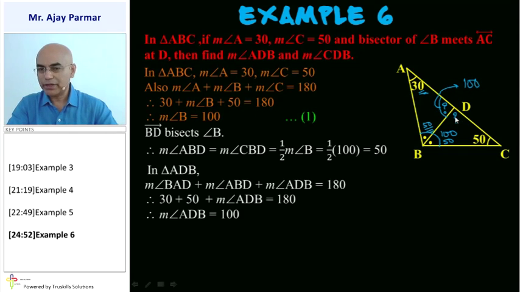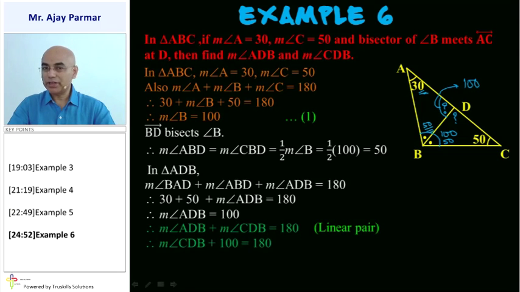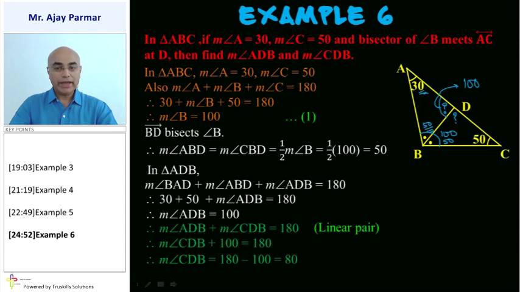What do you think would be measure angle BDC then? That is going to be 80, isn't it? Because it forms a linear pair with angle ADB. So measure angle ADB plus measure angle CDB is equal to 180 because of linear pair. So 100 plus measure angle CDB is 180. So measure angle CDB is equal to 80. So we have both the angles, that is measure angle ADB as 100 and measure angle CDB as 80.